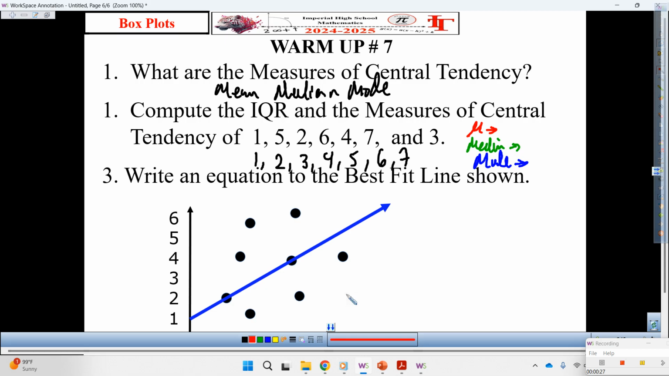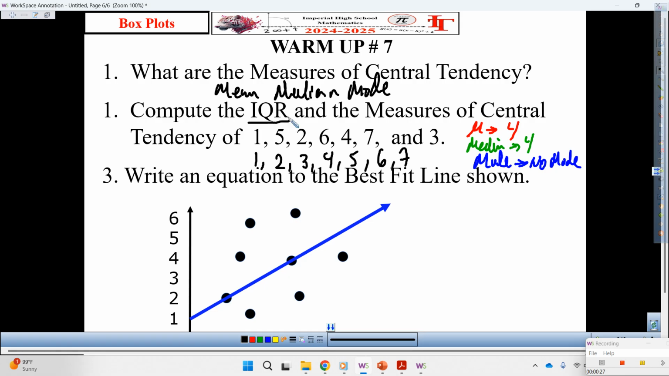All right, Gianni, pass it to someone. Karen, what'd you get for the mean? 4. Hands up if you got that. That is correct. How about the median? Karen. 4. Hands up if you got that. That is also correct. Mode, what'd you get? No mode. That is correct. Next, they're asking us to find the IQR.